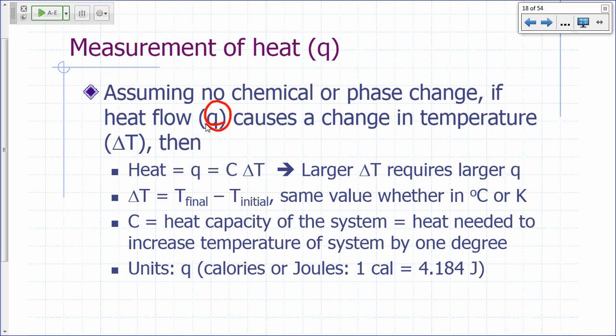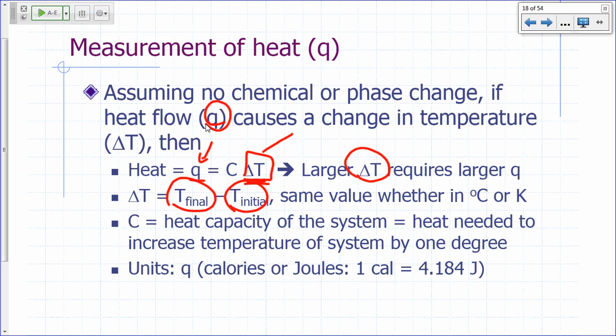We're going to use the measured change in temperature as a way of measuring the amount of heat. We say that the amount of heat is directly proportional to the change in the temperature. In other words, if you observe a bigger change in temperature, it means you put in more heat, right? So a bigger delta T would give you a larger Q. Delta T, the change in temperature, is final minus initial.